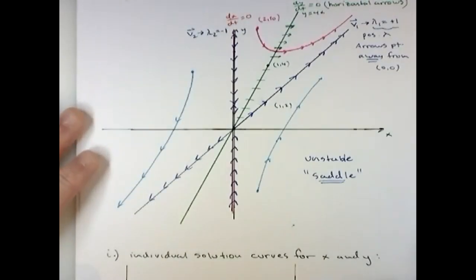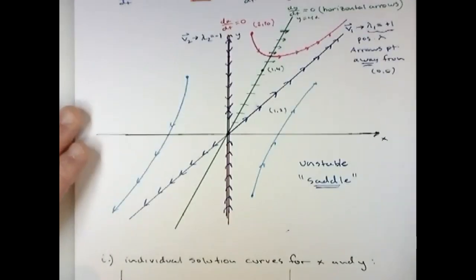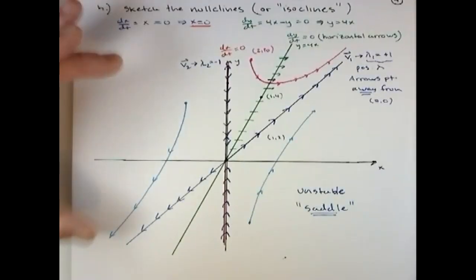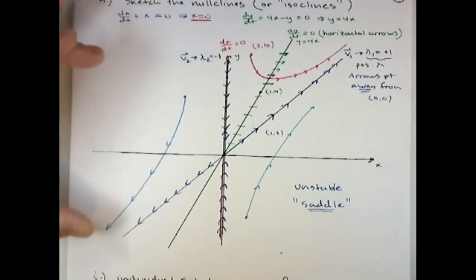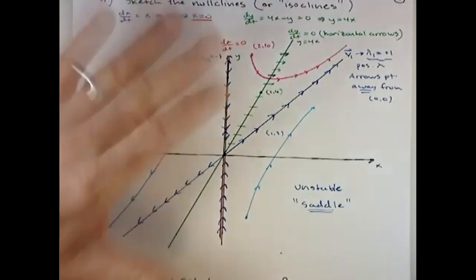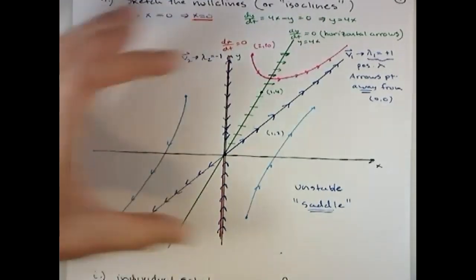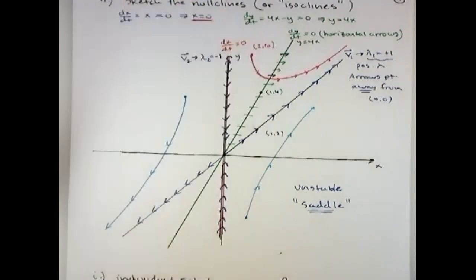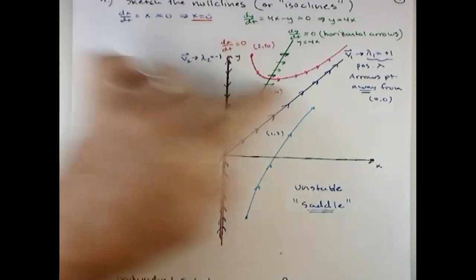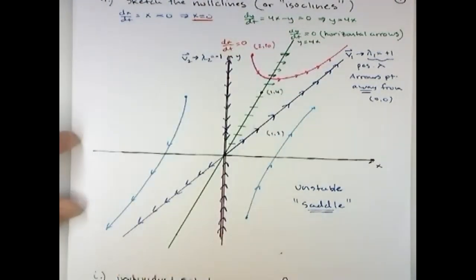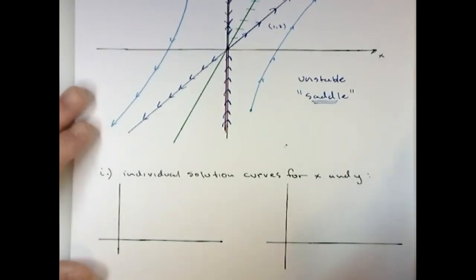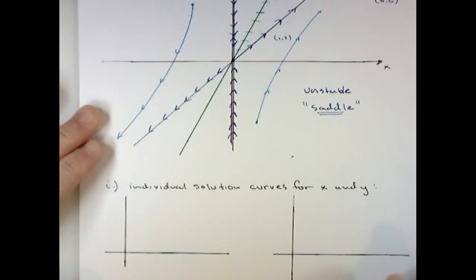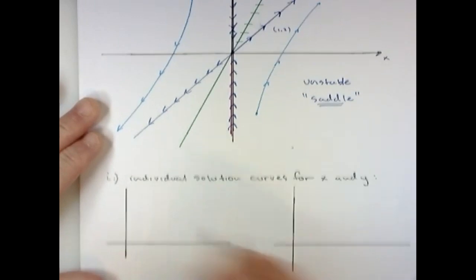Okay, another final skill here to be able to do. I think you're going to have to do this. I'm not positive, but this is typical in 17C, to be able to understand how nullclines work and how the eigenvectors generate arrows and how to sketch a solution curve on the phase plane. But we can also use this to sketch individual solution curves for X and Y. So let's try that.